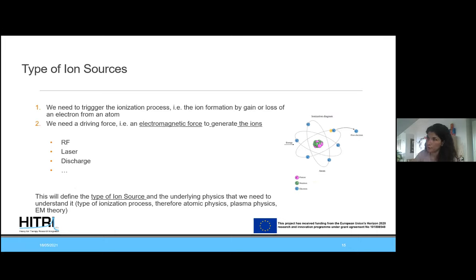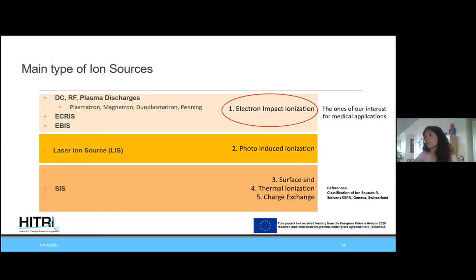Before going to the next big topic, to explain the underlying physics of ion sources, I wanted to also mention the different types of ion source that we have. Why? Because based on what I said before, the requirements for your ion source in terms of charge state and intensity will determine which type of ion source you select. The driving force that triggers your ionization can come from different sources. It can be an RF, a laser, or a discharge. Depending on that, we define different types of ion sources. In general, for medical applications, we use the ECRIS. I will talk about them later, in the second part of my lecture.